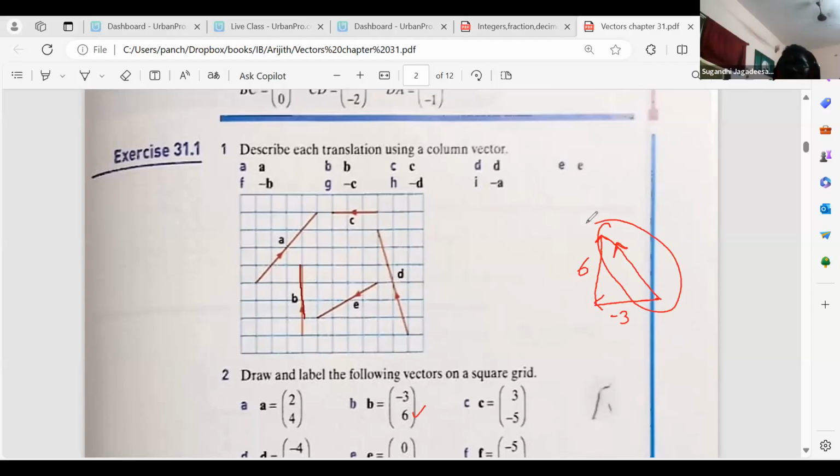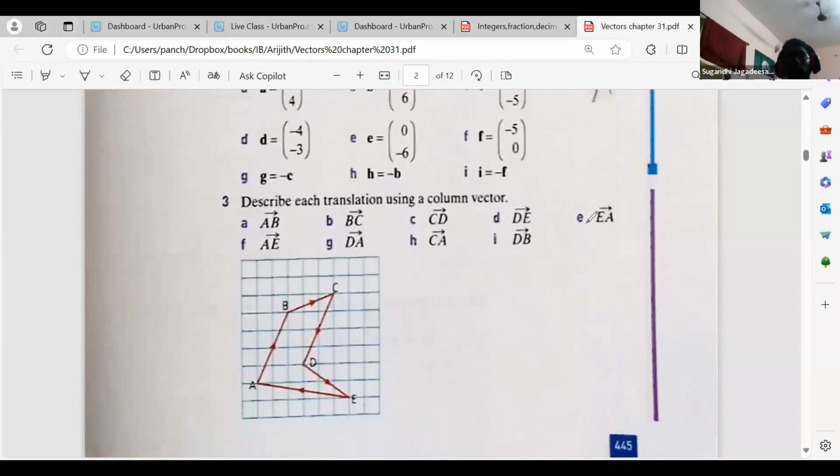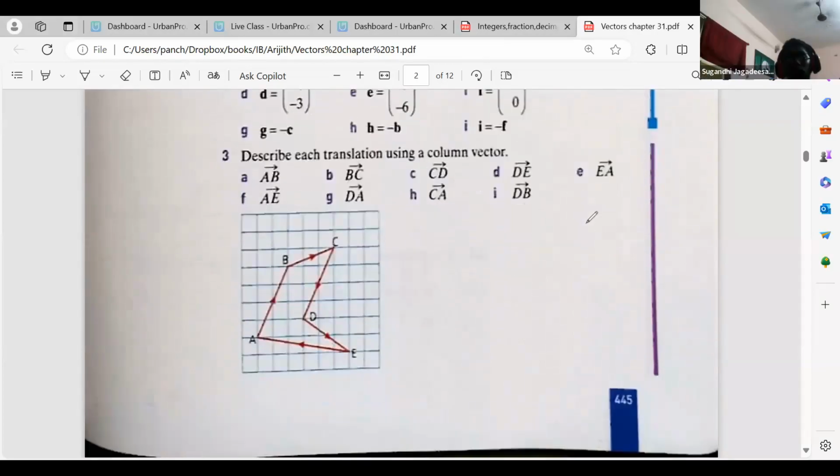First go for X, then Y. Yes, sir. So that is actually a bit easier than the previous one. Got it now? You can draw that vector. Describe each translation as a column vector.